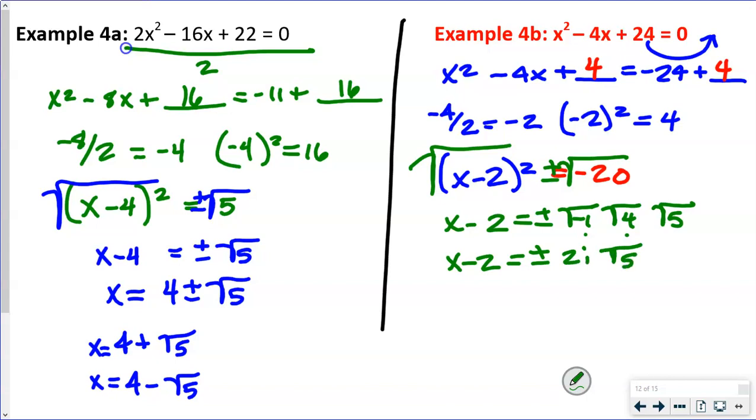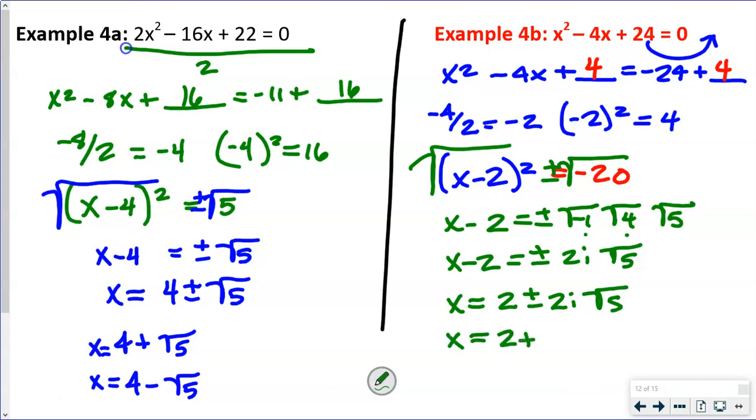Now we're going to add the 2 to both sides. So x is equal to 2 plus or minus 2i square root of 5. So once again, if we were to write our answers separately, it would be x equals 2 plus 2i square root of 5 and x equals 2 minus 2i square root of 5.